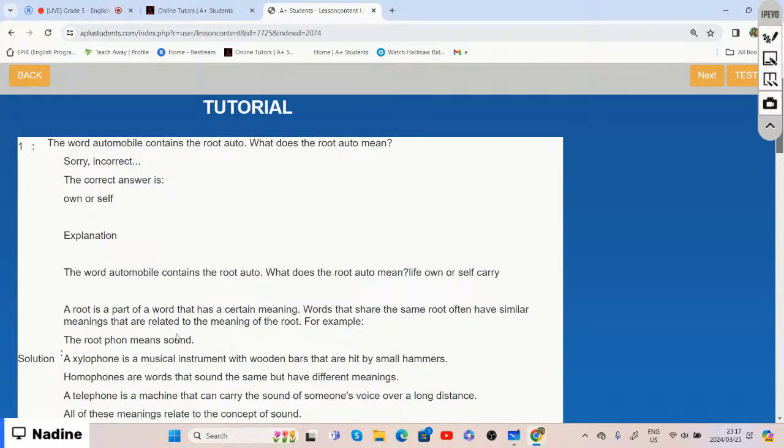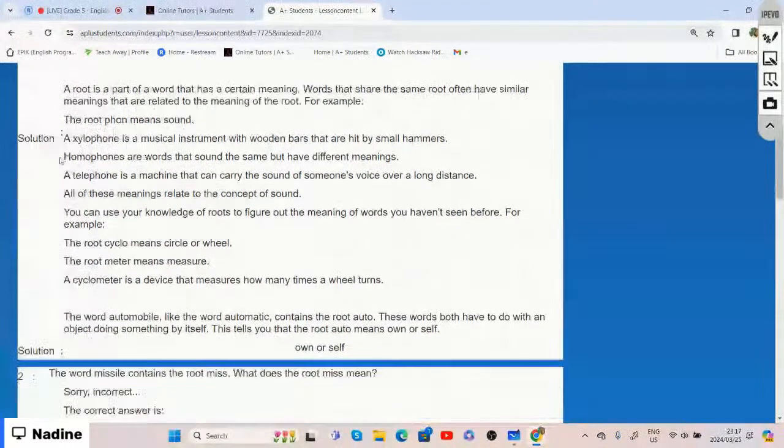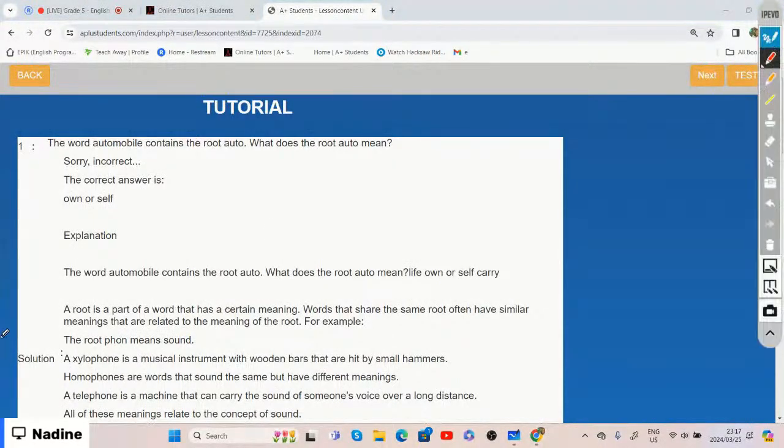So now we're going to look at this activity. It says the word automobile contains the root auto. So the word automobile, it contains the root auto.